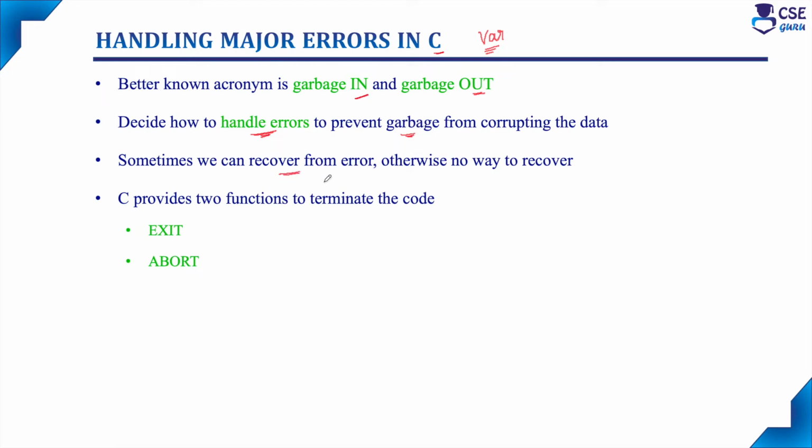Sometimes we can recover from the error. Sometimes it is not possible to recover from the error. In that case, the program will not exit from the execution mode. To handle that situation, C provides two important functions to terminate the code. One is the exit function and the other is the abort function.